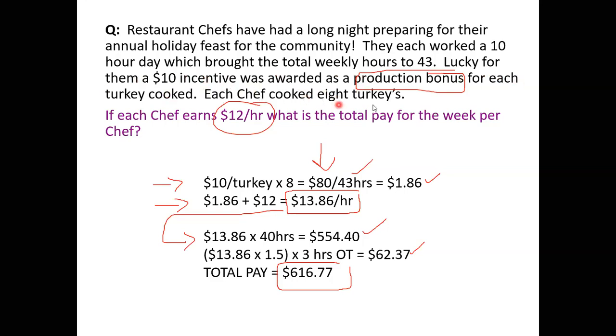Yeah, each chef cooked 8 turkeys. It's a little bit of a trick because we don't have the number 8. So $10 a turkey, 8 turkeys, there's your $80. Yeah, that's pretty common. I always mess that up too, that I don't do the production bonus in the overtime hours. Just remember, that's the first thing.